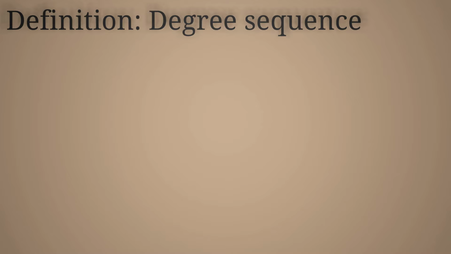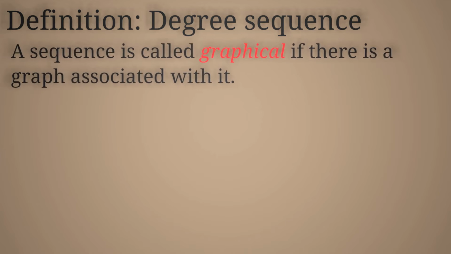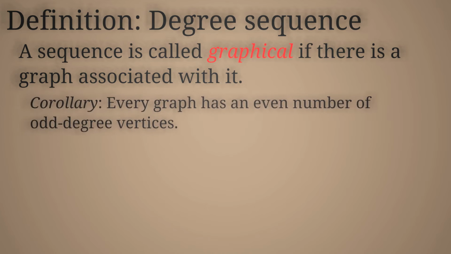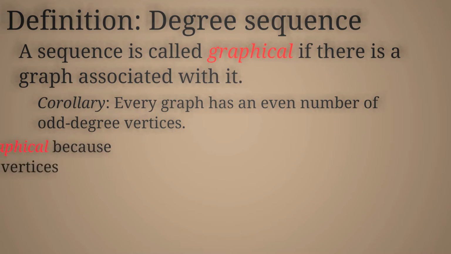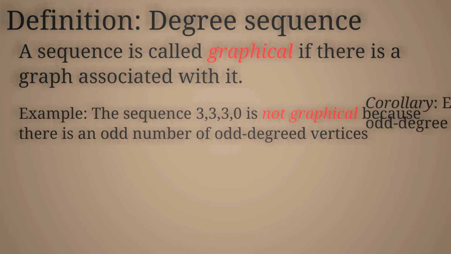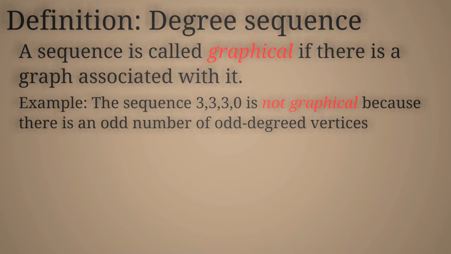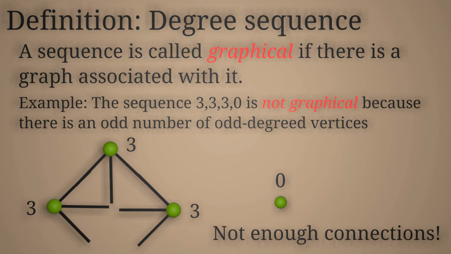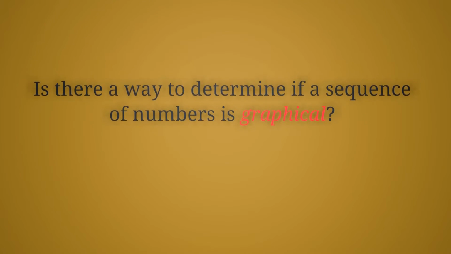Note that not all sequences of numbers have graph equivalents. For example, the corollary of the first theorem of graph theory that we explored in the last chapter is that no graph has an odd number of vertices with odd degrees. See the following sequence. Is there a way we can determine if a sequence of numbers has a graph equivalent?